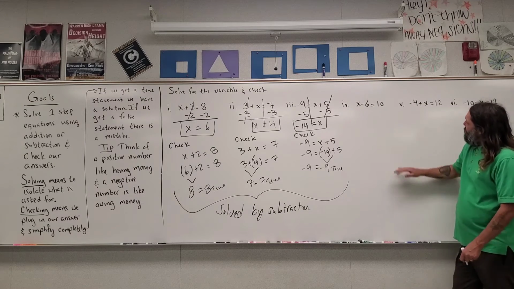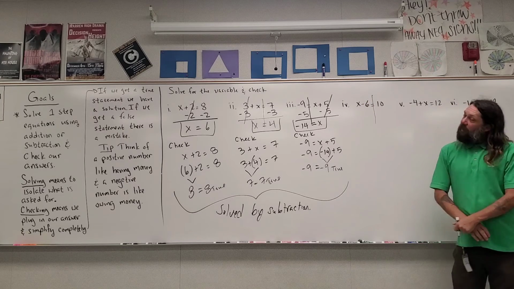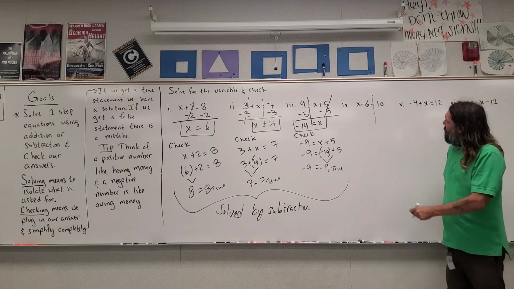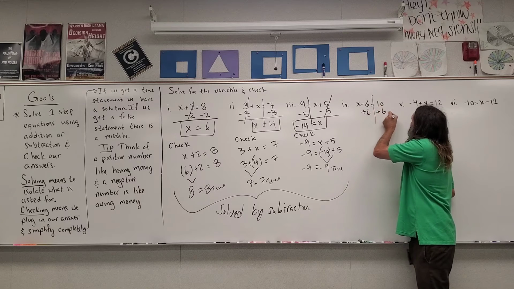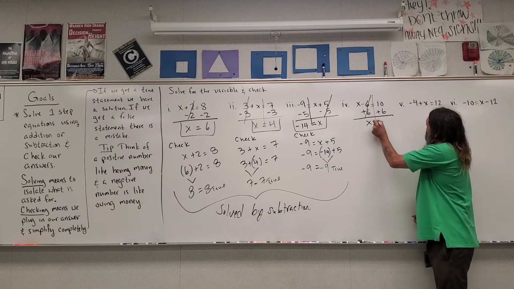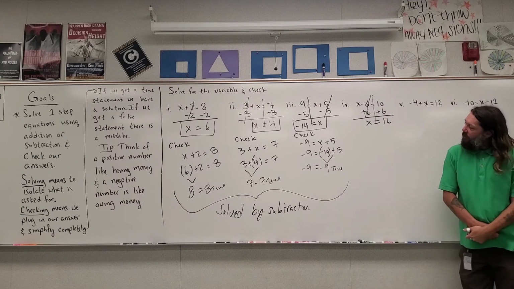X minus 6 equals 10. So I'm going to draw a little line to show who is keeping x from being by itself. I want to isolate the x, and so in order to do that, I'm going to add the 6 to both sides. Those cancel out. X is equal to, I have 10, I have 6, I have 16. So let me check here real quick.